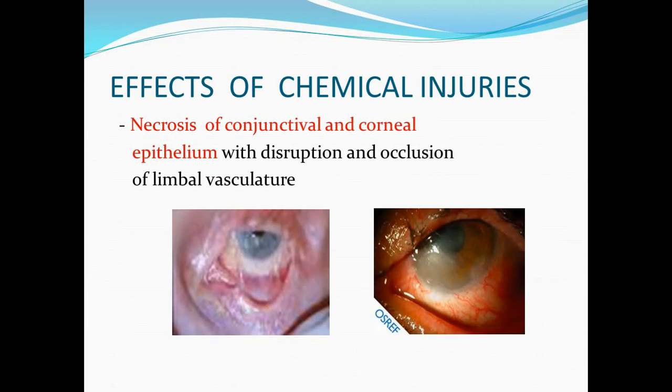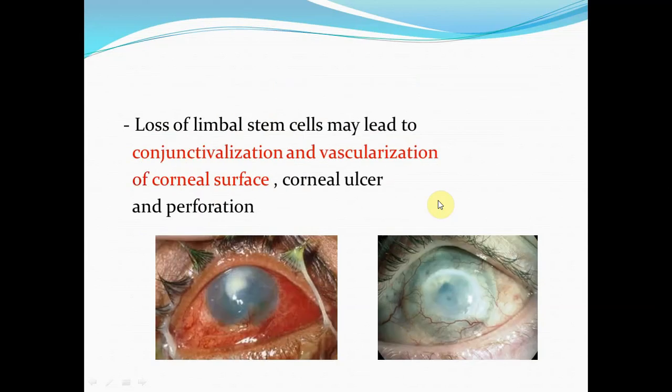What are the signs of chemical injuries? These chemicals can cause necrosis of the conjunctival and the corneal epithelium with disruption and occlusion of the limbal vasculature. There is loss of limbal stem cells, which can lead to conjunctivalization and vascularization of the corneal surface and eventually can lead to a corneal ulcer and a corneal perforation.